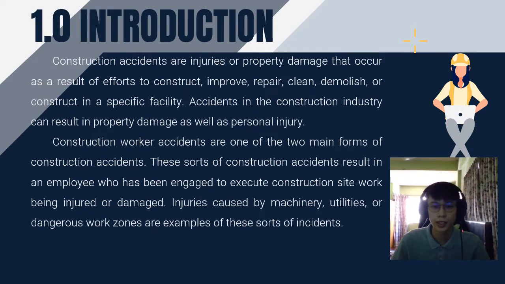My name is Raja Azim Fahim bin Raja Idris. I would like to present about the introduction of our assignment. Construction accidents are injuries or property damage that occur as a result of efforts to construct, improve, repair, clean, demolish, or construct in a specific facility. Accidents in the construction industry can result in property damage as well as personal injury. Construction worker accidents are one of two main forms of construction accidents. The source of construction accidents results in an employee who has been engaged to execute construction site work being injured or damaged. Injuries caused by machineries, utilities, or dangerous work zones are examples of these sorts of incidents.